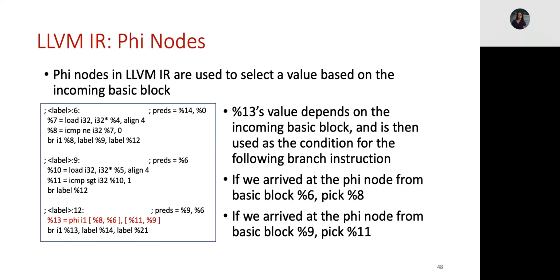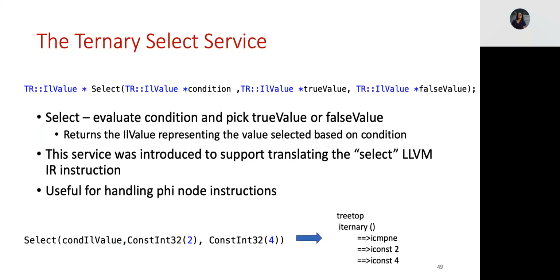So how do we deal with that? Well, this is when the select service is used. The select service is something that is used to evaluate a condition and then select either one of the values based on the condition, and then return the value that has been selected. And this service was actually motivated by the Lljb project to implement the select instruction, and now it has even become useful in handling of phi nodes.